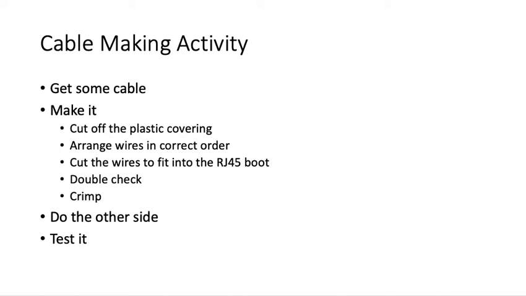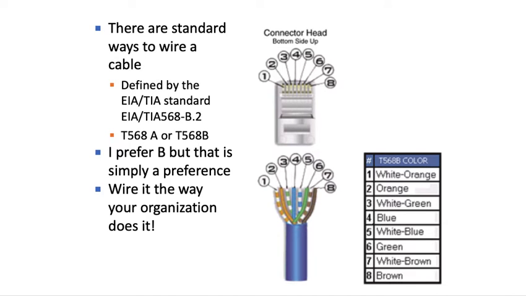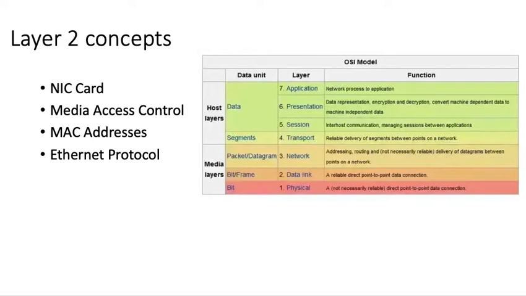Okay, as part of our class, we made cables. Here's the instructions for that, and just so you know, there are actually different orders that you can put the wires in your twisted pair cabling, and this one is the B form of that. It's not really important which order you put it in, just as long as it's consistent. Okay, so that gets us out of the physical layer.